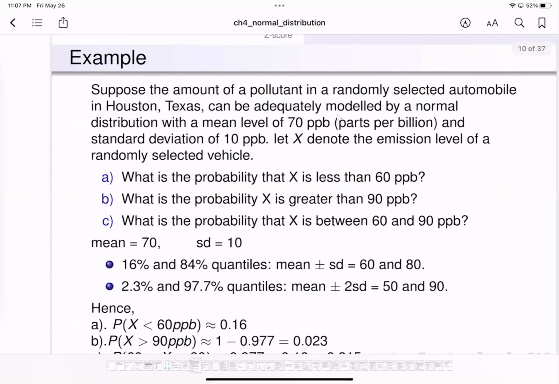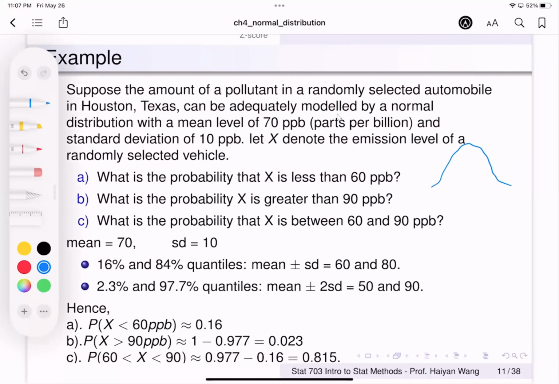So the center is 70, and the standard deviation sigma is equal to 10. And above, this would be a total of 3 standard deviations. So the maximum here, 70 plus 3 times the standard deviation, is about 100. And on this side, minus 30 would be around 40. Okay, and the question of 60 is just one standard deviation below the mean.